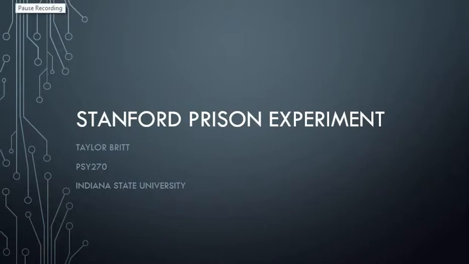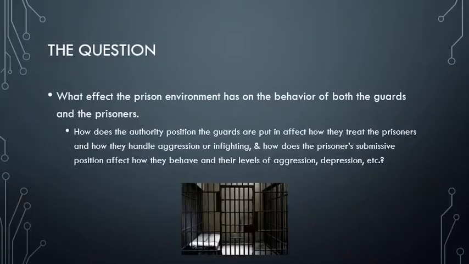Hi everyone! Today we're going to be talking about the Stanford Prison Experiment, which took place in 1971 and was conducted by Philip Zimbardo at Stanford University. The big question that Zimbardo was trying to answer was what effect the prison environment has on the behavior of both the guards and the prisoners.